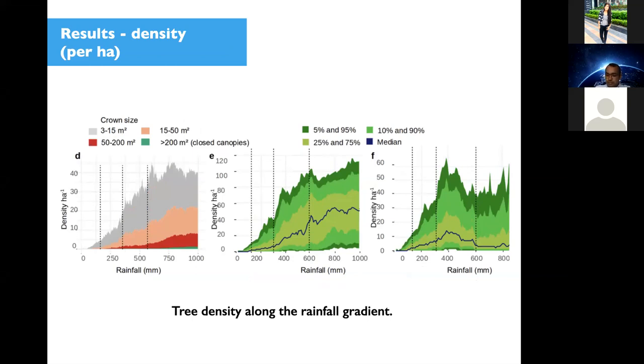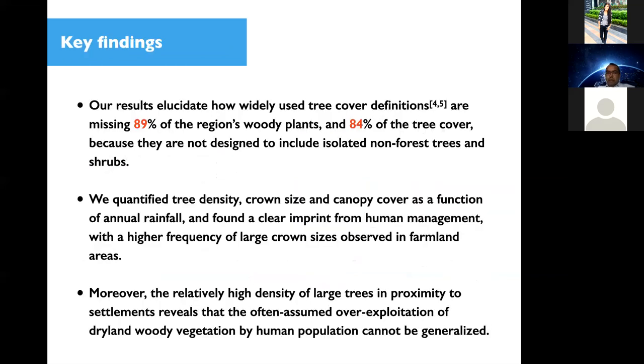And one of the things we found was that the density was much higher than what previous studies had reported. So we found that the previous studies were missing up to 89% of the woody vegetation in this region, and at least 84% of the tree cover, which is a huge difference. And we were able to quantify tree density, crown size, and canopy cover as a function of annual rainfall. And we found a clear imprint of the human management with higher frequency of large crowns observed in farmland areas.